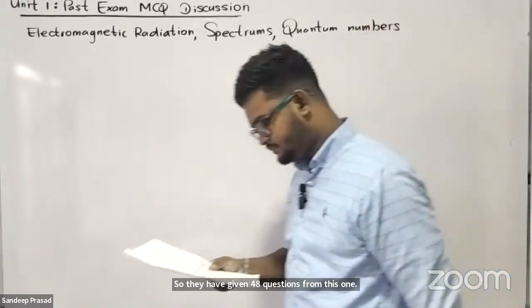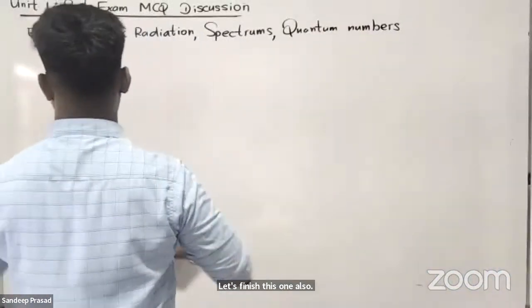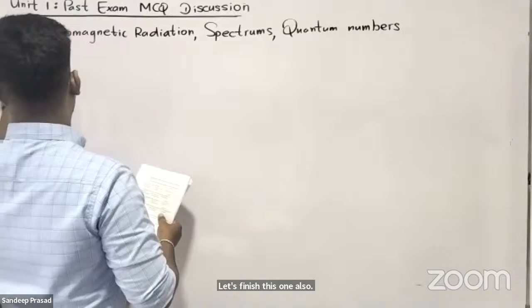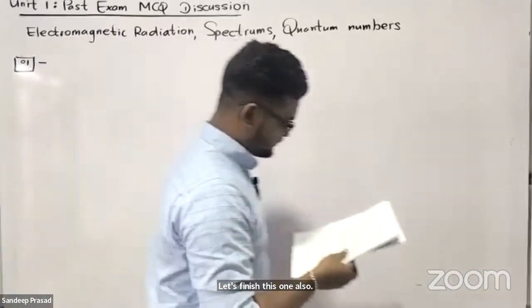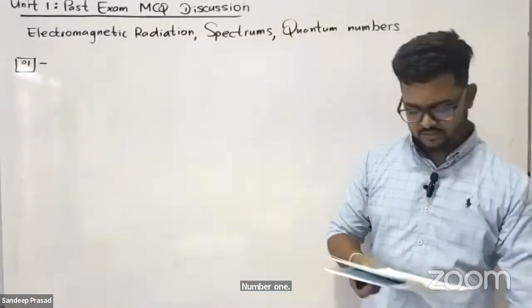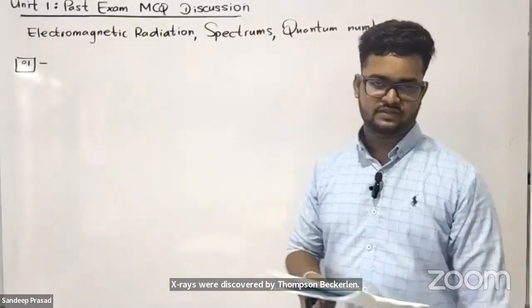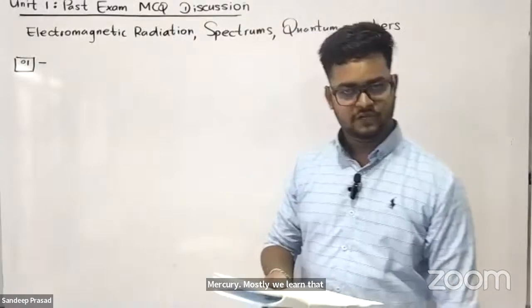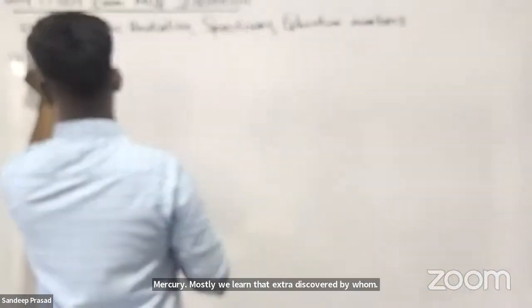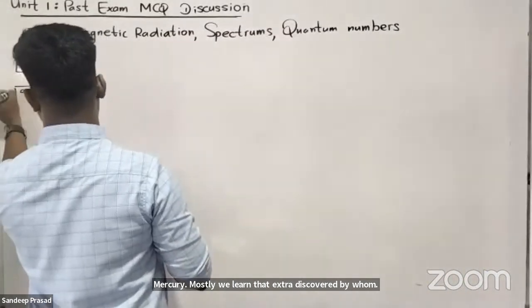Right. Number one. X-rays were discovered by Thomson, Becquerel, Roentgen, Marie Curie, mostly. We learned that X-ray was discovered by whom? Wilhelm Roentgen. So therefore, question number one answer is the third one.